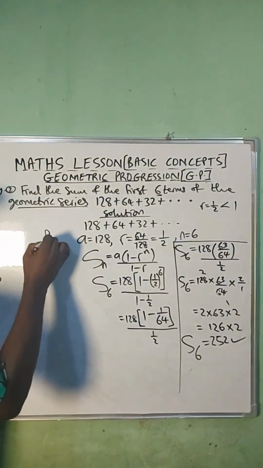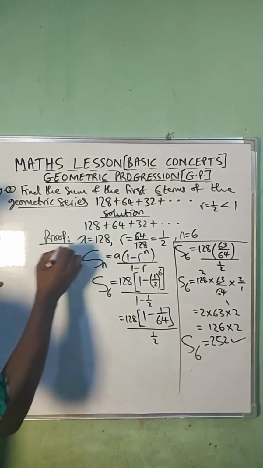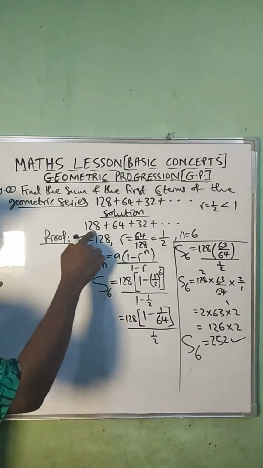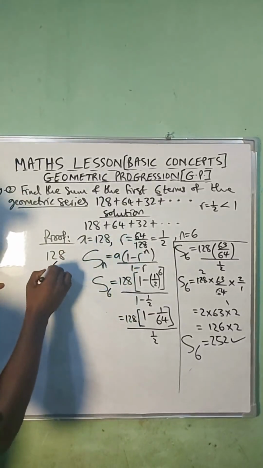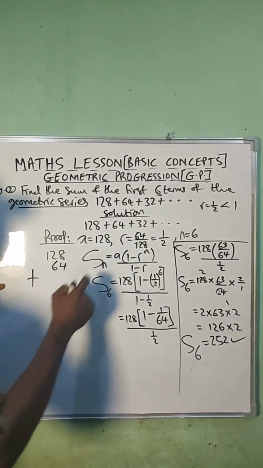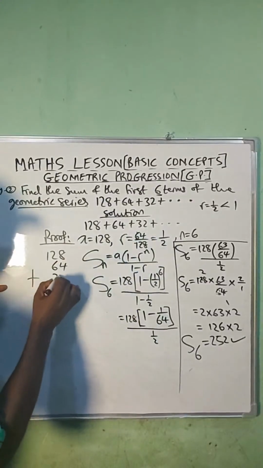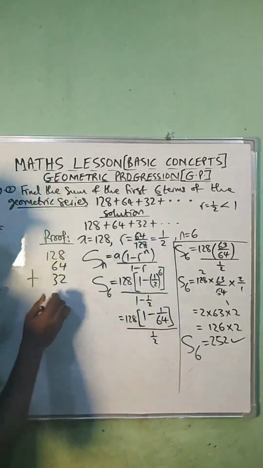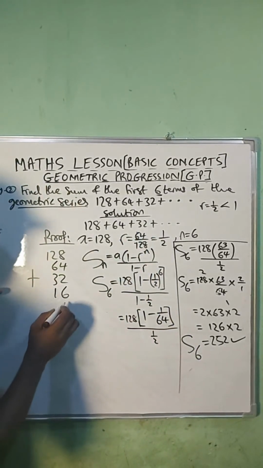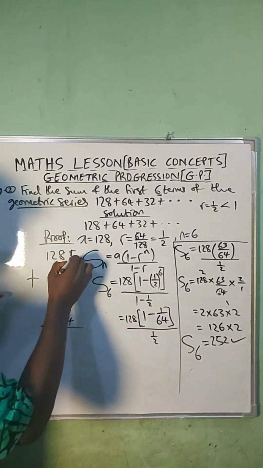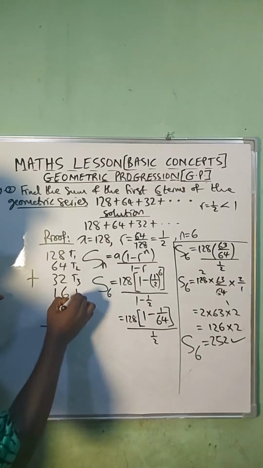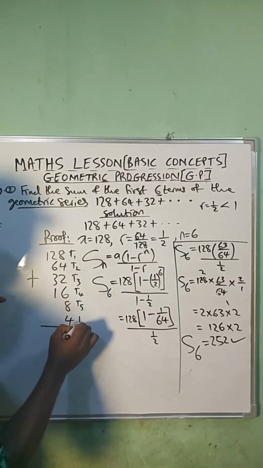Somehow we can get the proof here. Proof. The first term is 128. If you divide this by 2, you get 64. If you divide this one by 2, you get 32. If you divide this one by 2, you get 16. If you divide this one by 2, you get 8. If you divide this one by 2, you get 4. Let's count: T1, T2, T3, T4, T5, and T6.